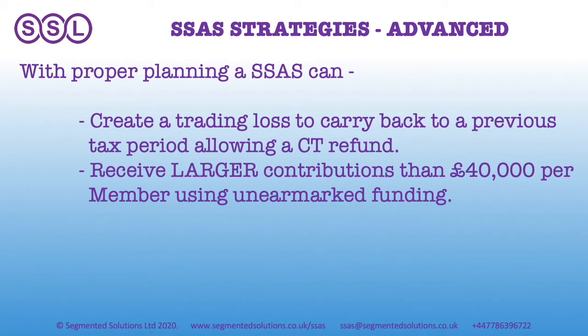The other thing is larger contributions can be made into a SaaS, larger than the £40,000 per member, because as we've said in a previous video, a SaaS is an unearmarked fund and can fund for current and future members. And as long as the business is making a contribution that is justifiable under the wholly, necessarily and exclusively for the purpose of the business, and the business is now and the future, then you can put £500,000 into your SaaS and claim corporation tax in the first year.